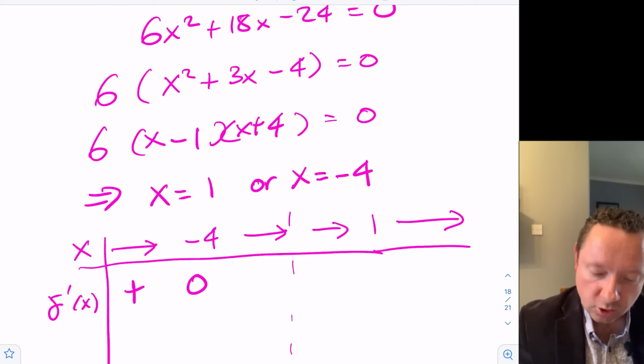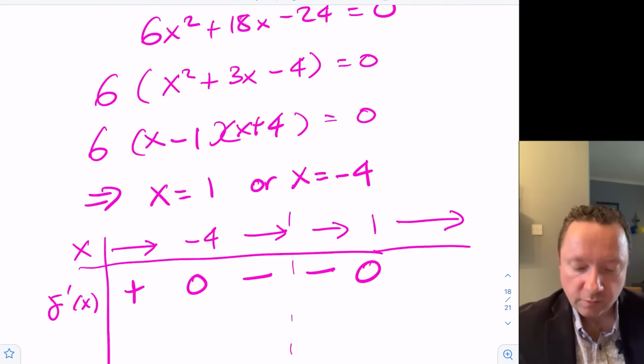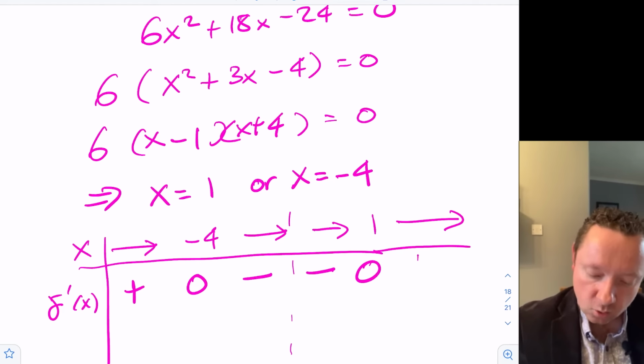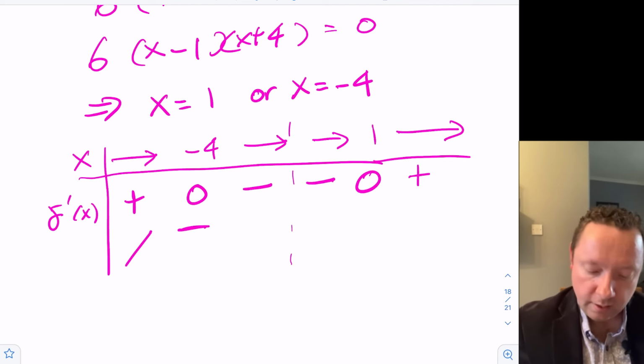Between these two numbers, let's just try 0 then. Minus 1 times 4 is minus. It's negative there, so it's still negative there. It's 0 there. And then a positive number like 2. 2 minus 1 is 1. 2 plus 4 is 6. Positive times a positive is a positive. So it's increasing before minus 4. And then it's a turning point. And then it's decreasing. Still decreasing, of course.